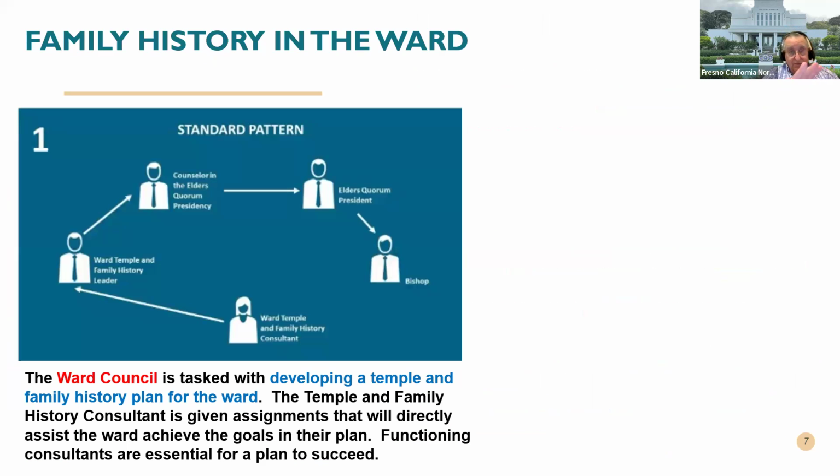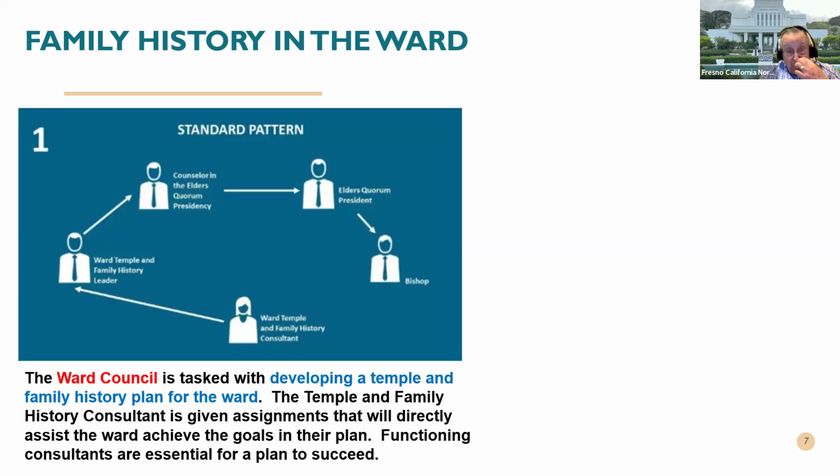Okay, now this is the slide that came from priesthood leadership a couple of years ago when they introduced ward, temple, and family history leaders. And so this is the pattern of organization that the brethren would like to see occur in most wards that are of decent size, where they have enough people to have all the positions in the ward filled. And in the way of family history, the ward council is tasked with the job of developing a temple and family history plan for the ward. The ward council is the group that forms this document.